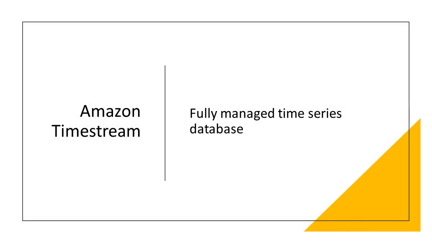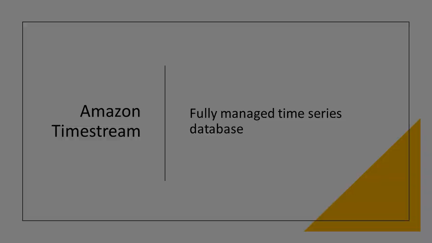Amazon Timestream Service. Amazon Timestream is a fast, scalable, and serverless time series database service for IoT and operational applications that makes it easy to store and analyze trillions of events per day up to 1,000 times faster and at as little as 1/10 the cost of relational databases.